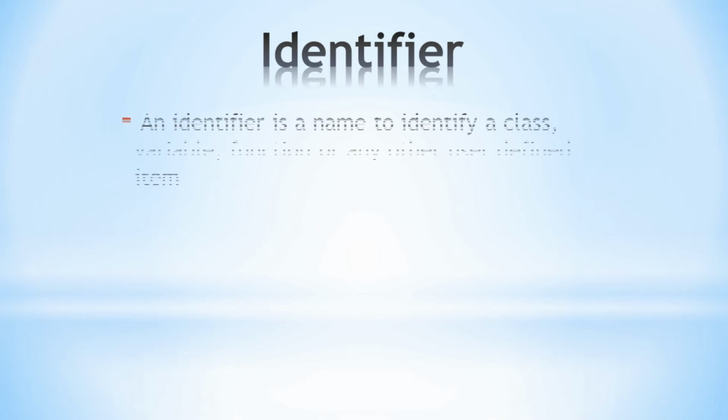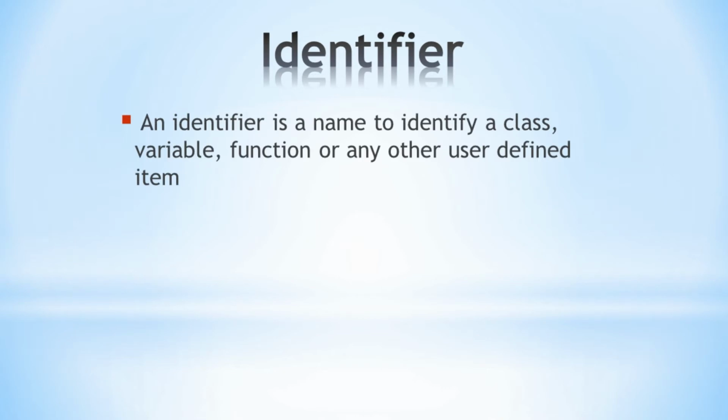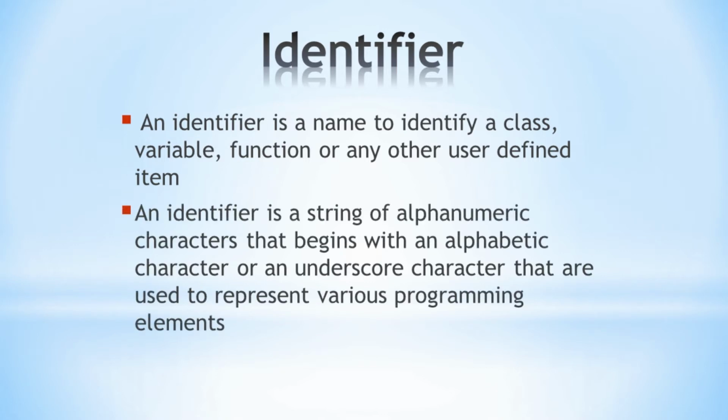Here we are going to talk about identifiers. An identifier is a name to identify a class, variable, function, or any other user-defined item. An identifier is a string of alphanumeric characters that begin with an alphabetic character or an underscore character that are used to represent various programming elements.